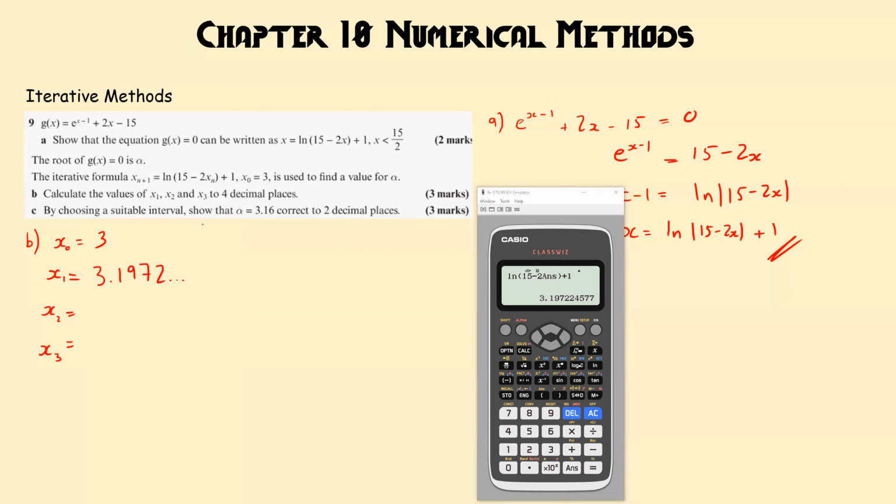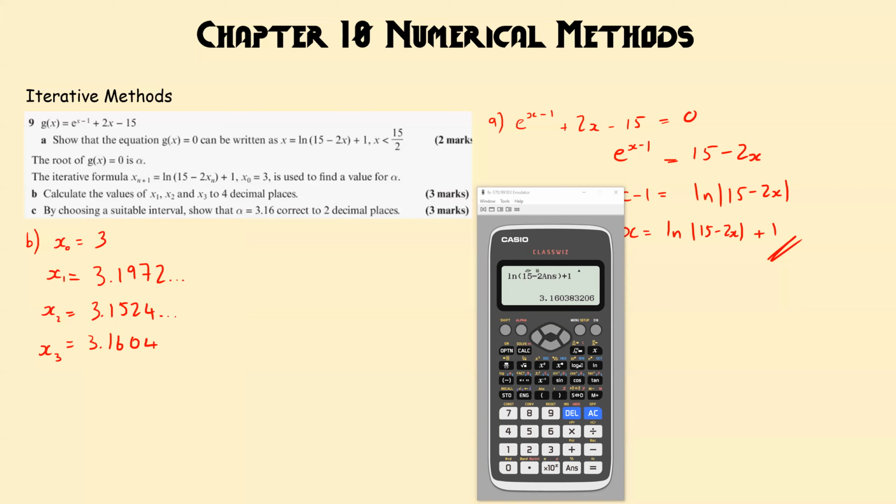So I get 3.1972 dot dot dot. It does say to 4dp here, so that's not too bad. 3.1524 dot dot dot, and finally 3.1604 technically. I'll put dot dot dot there. You can see here it goes from 3 up to 3.1972. That's the difference of 0.1972, and then the difference between this and the next one decreases, and then again it decreases. So every single time, even though it's bouncing up and down here, we are getting closer and closer and closer to the actual answer.